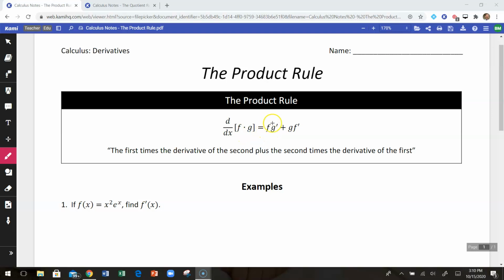You're going to keep the first one the same. You're going to do the derivative of the second. And then you're going to add to that. And you're going to flip. You're going to keep the second one the same and do the derivative of the first. And so what I say to remember this is the first times the derivative of the second plus the second times the derivative of the first.